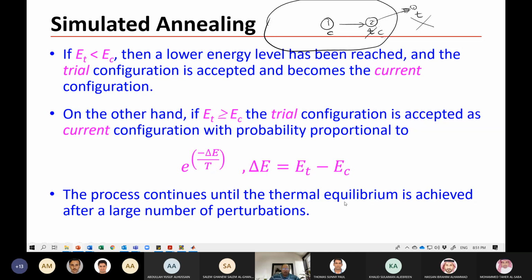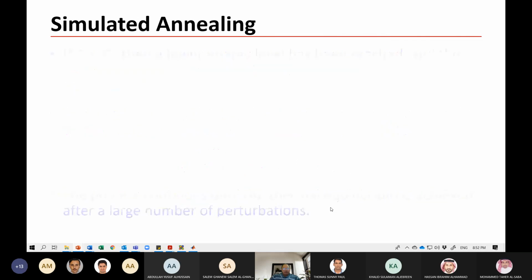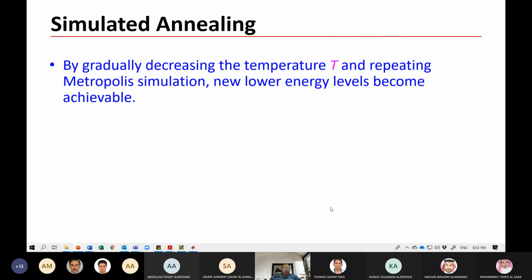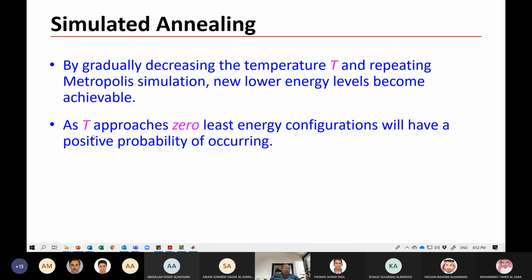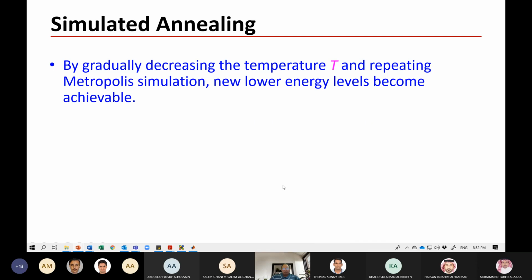The process continues until thermal equilibrium is achieved after a large number of perturbations. Okay, so by gradually decreasing the temperature T and repeating the Metropolis simulation, new lower energy levels become achievable. And as T approaches 0, the least energy configuration will have a positive probability of occurring.